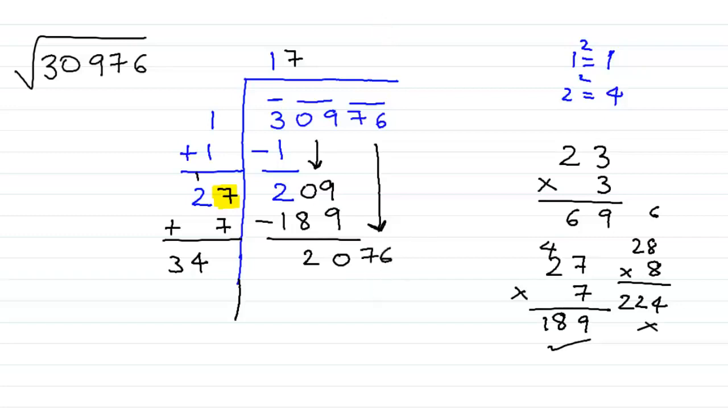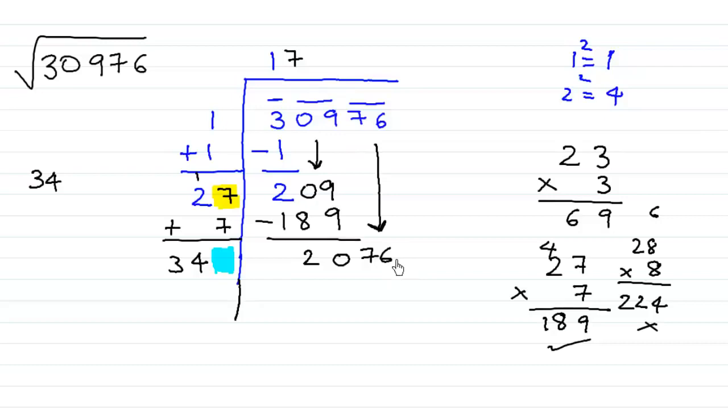Now we are in search of a number such that 340-something multiplied by the same number shall give us 2076 or maybe less. So let us do 340. Now think for a while. What should I be writing over here such that when it is multiplied with the same number, I shall be getting a 6 in the end?